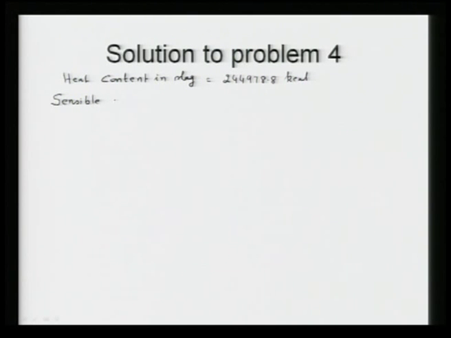Sensible heat in gases. Again the gases are discharged at 600 Kelvin. So, we have to know H 600 minus H 298 for carbon monoxide, for carbon dioxide and for nitrogen. So, for carbon monoxide it is 2137 kg moles, for carbon dioxide it is 3088 and for nitrogen this is 2126. Now, these values are given in kilocalorie per kg mole.